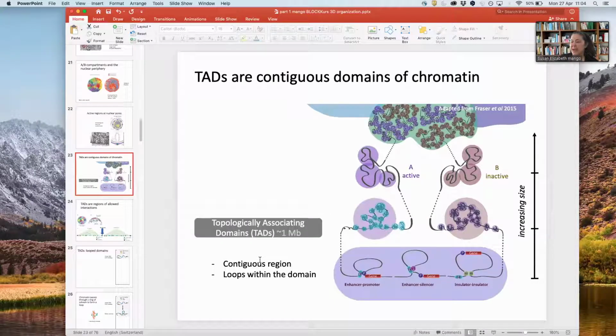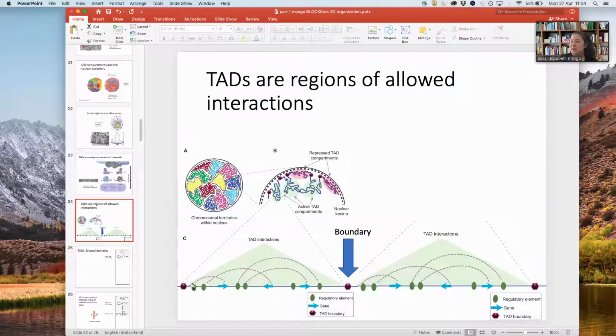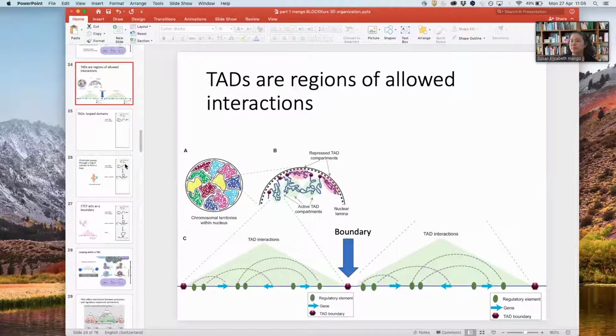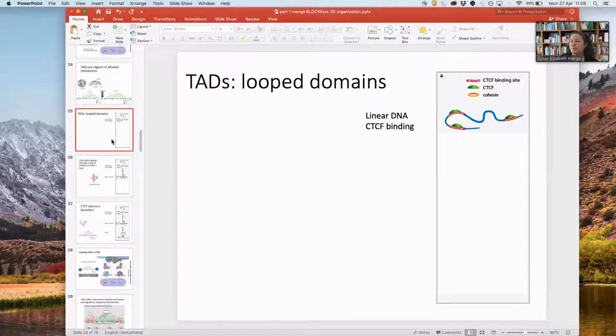And then we talked about TADs. TADs are these neighborhoods that can interact with each other. They can form loops, for example, enhancers to genes. But they tend not to cross the boundaries to the next TAD.